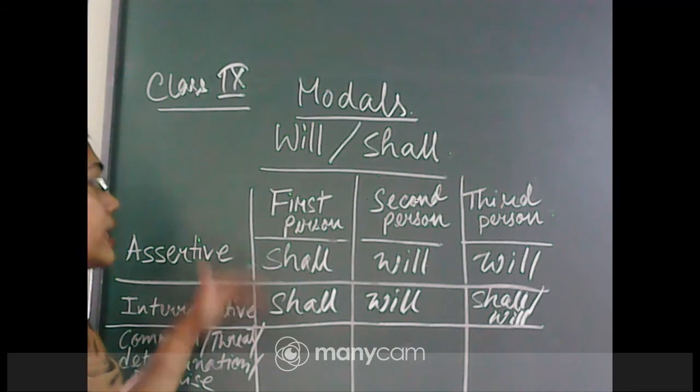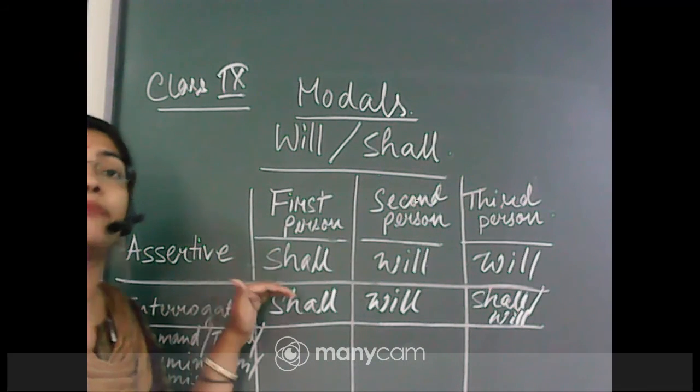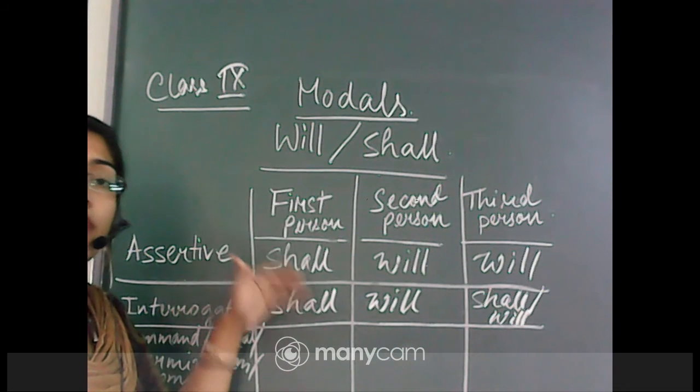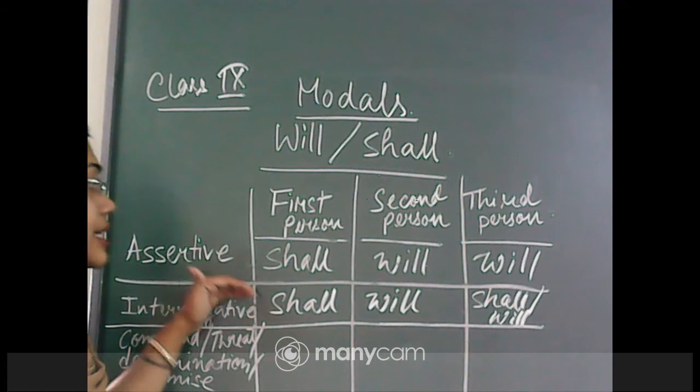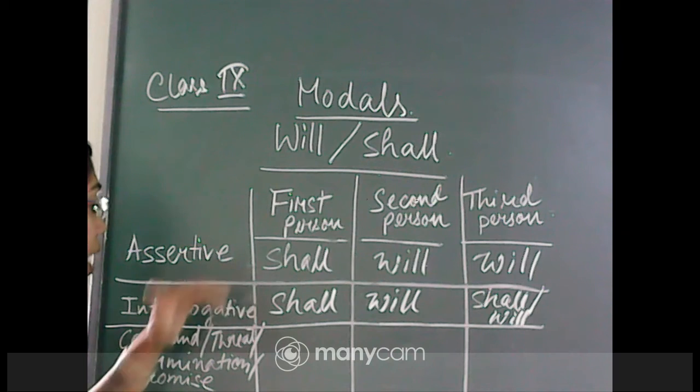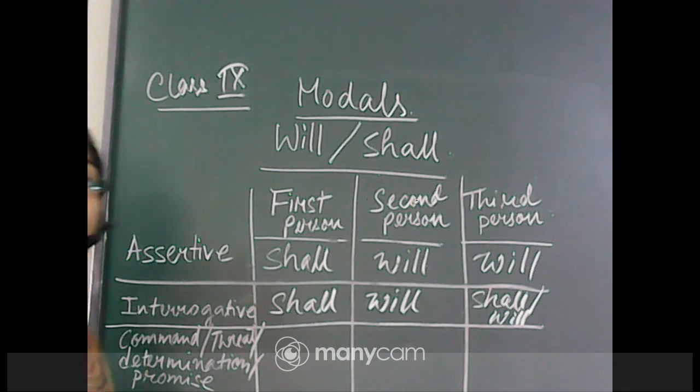Okay, normally will and shall are normal helping verbs which are used to form the tense. I am using this helping verb to determine the tense. So both forms are determined here as assertive and interrogative, simple future tense. Fine. Now when I am using it as a modal, I am adding to my sentence not only the tense, I am also adding determination. I may add a threat, I may add a promise, I may add a command by the use of will and shall.